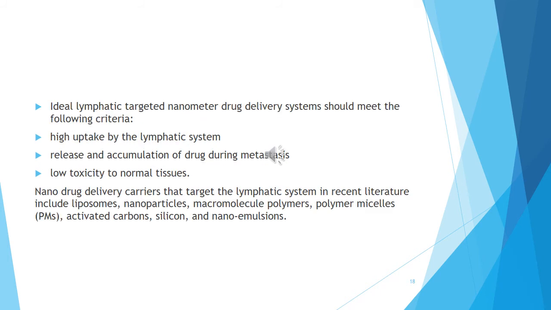An ideal lymphatic targeted nanometer drug delivery system should meet the following criteria: high uptake by the lymphatic system, release and accumulation of drug during metastasis, and low toxicity to normal tissues. Nano drug delivery carriers that target the lymphatic system in recent literature include liposomes, nanoparticles, macromolecule polymers, polymer micelles, activated carbons, silicon, and nanoemulsion.